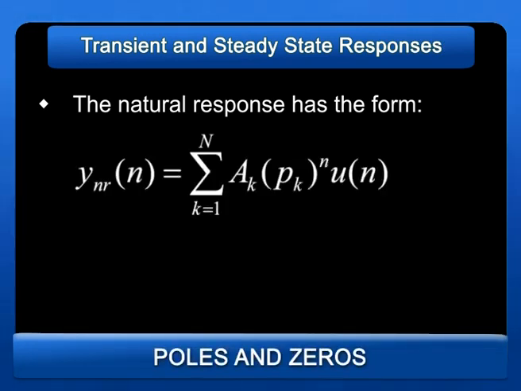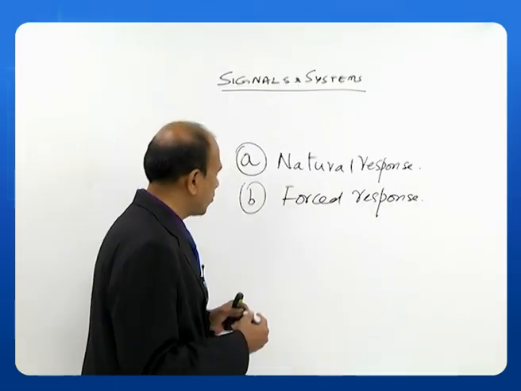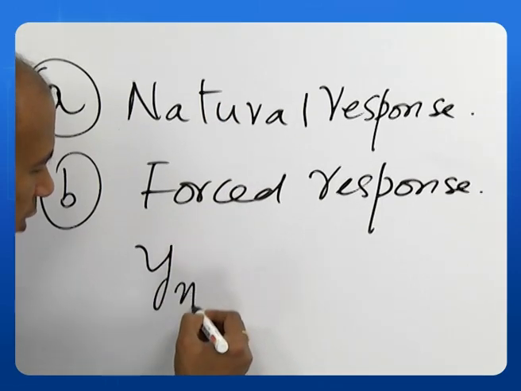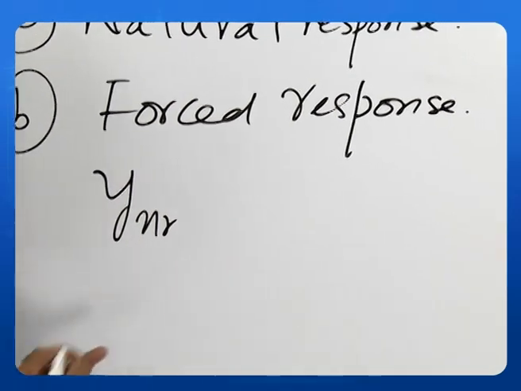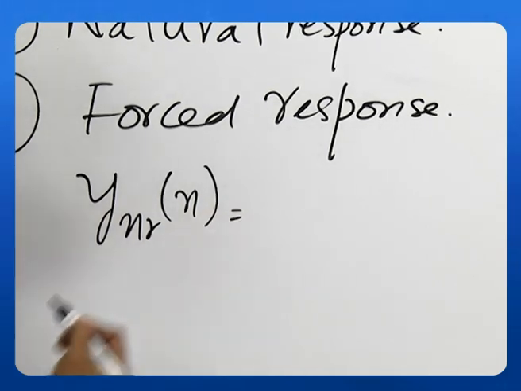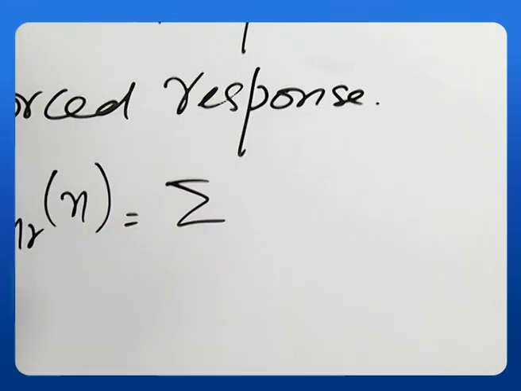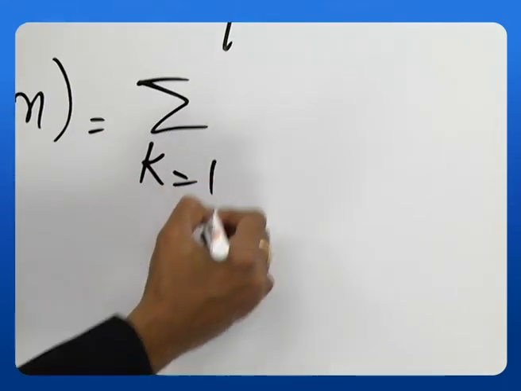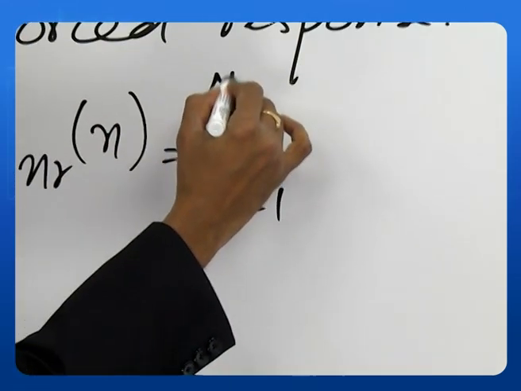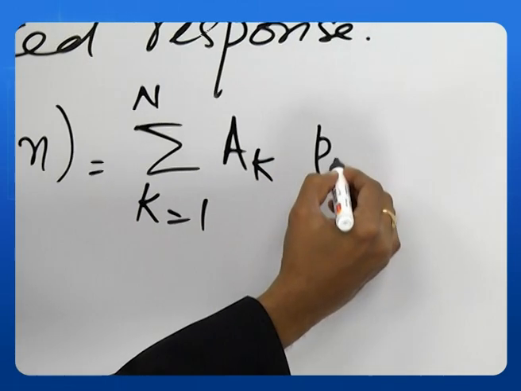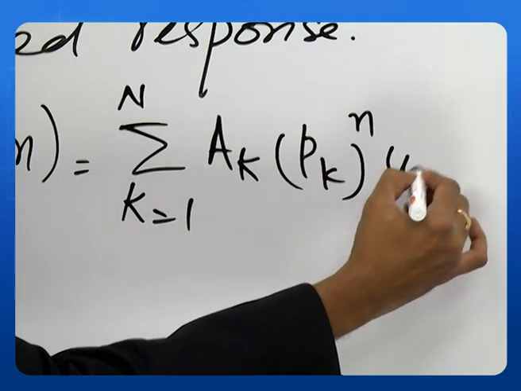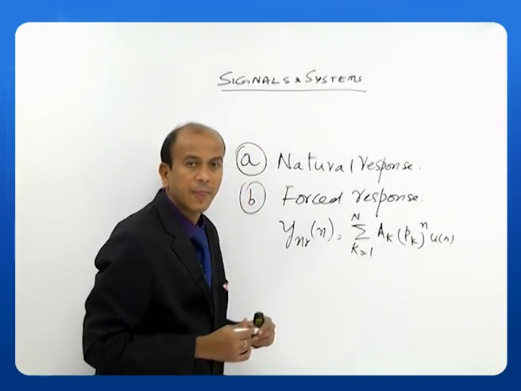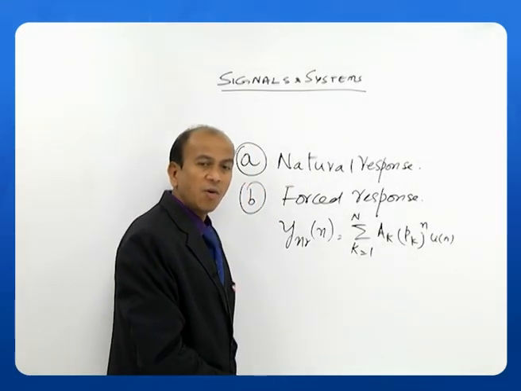Natural response, if you look at this equation here, the equation is y_nr of n is equal to the summation k is equal to 1 to N of a_k p_k to the power of n u of n. Let me write this on the board. For this natural response y, we are using nr here to indicate natural response of a function n. This is equal to summation. So this is the equation for a natural response.